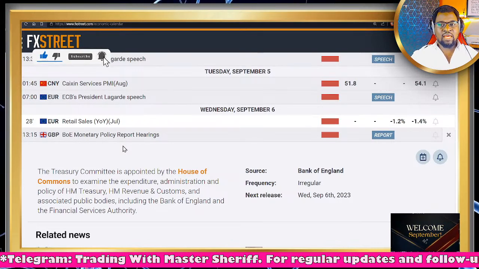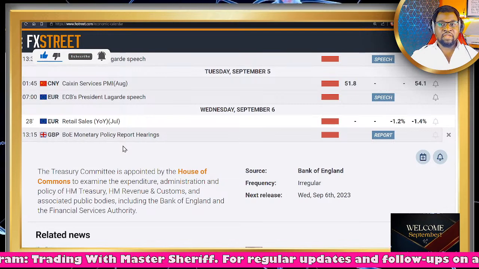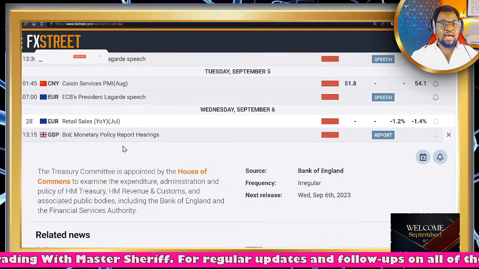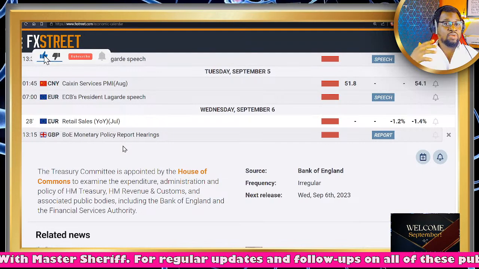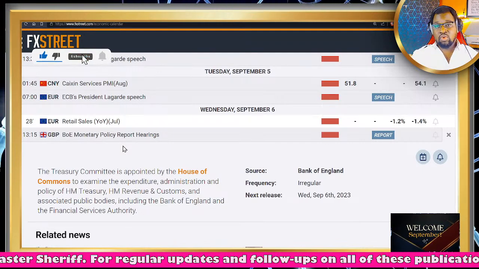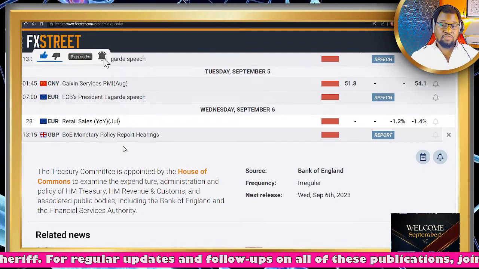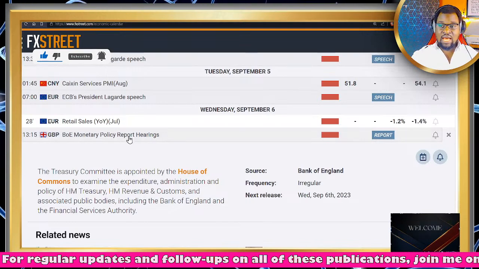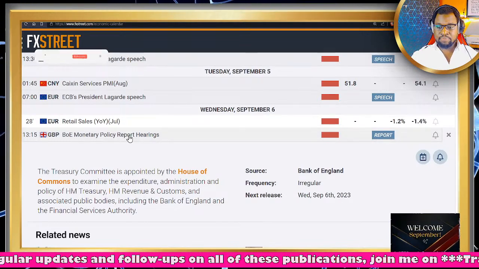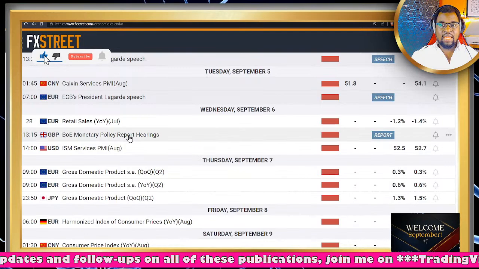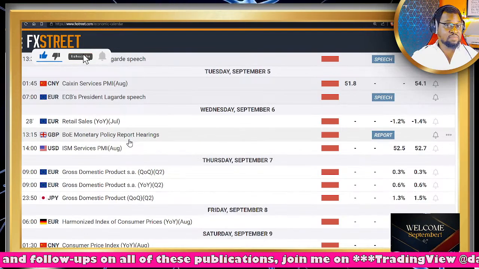But we are going to be deliberating on the new current market structure and looking at how the market participants will be anticipating this event to help give us an insight on what our next line of action will be. Then the next one here is the ISM Services PMI.